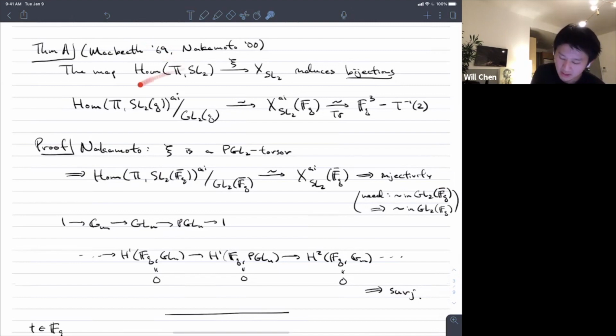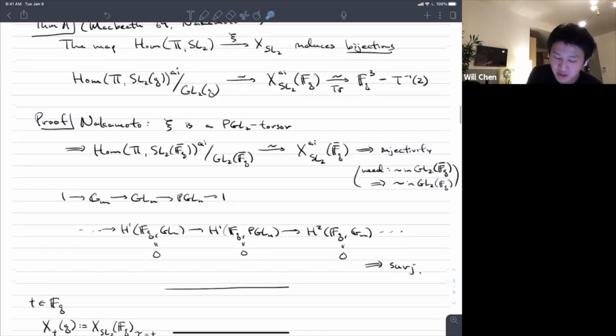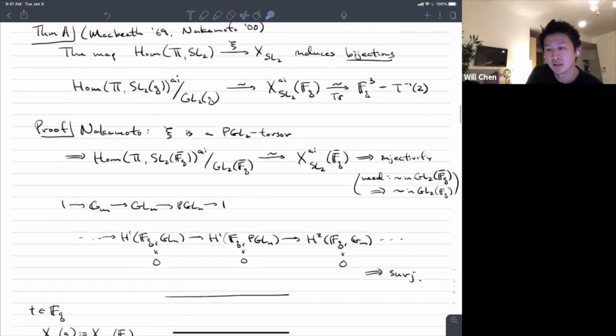You don't need the stuff from Nakamoto, but the stuff from Nakamoto also allows you to generalize this. Nakamoto proves this for any degree, so you can replace SL2 with GL_n, and he also proves the fact that it's a torsor for any finitely presented group. So you can possibly generalize. It's possible that using this together with some additional input, you can actually get congruences for much more general character varieties as well.